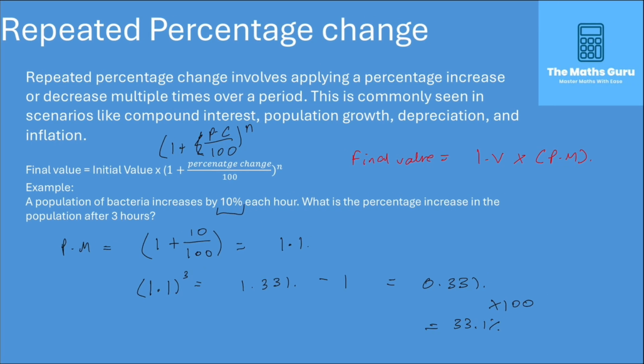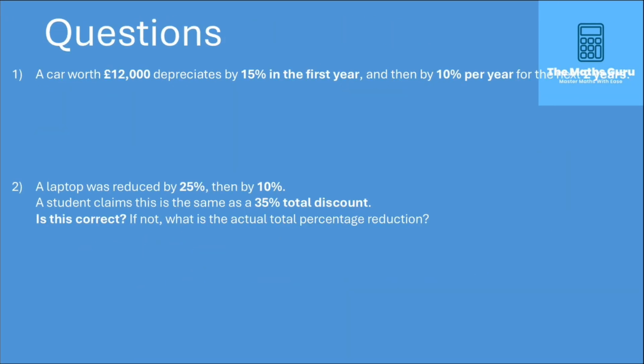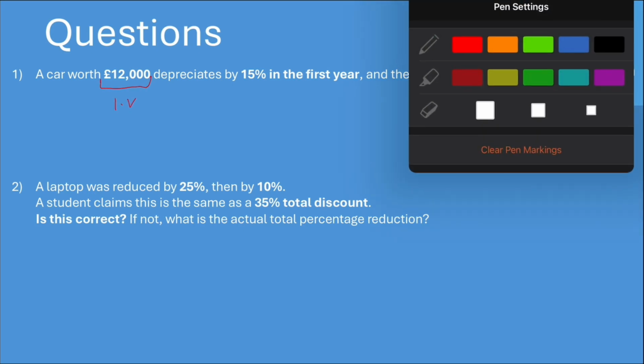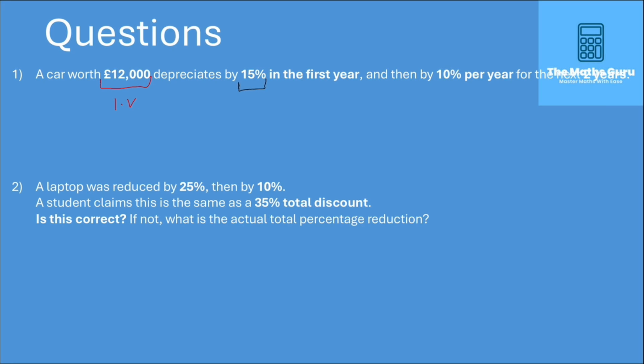Looking at some more questions, it tells us a car worth £12,000. That's our initial value. Then it depreciates by 15% in the first year, and then by 10% per year for the next 2 years. So we need to work out the value after the 3 years.